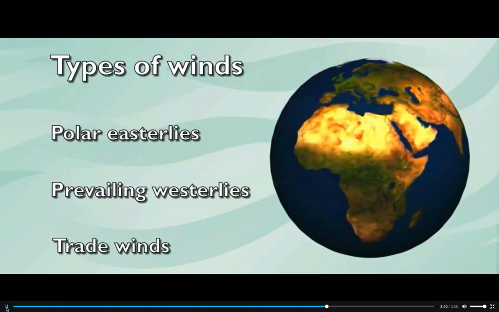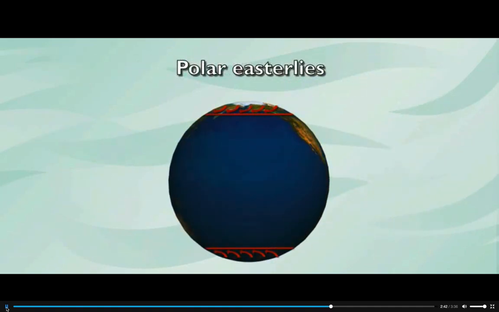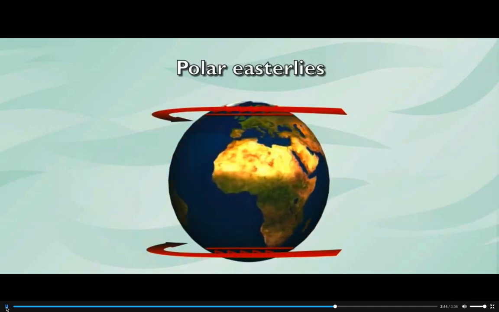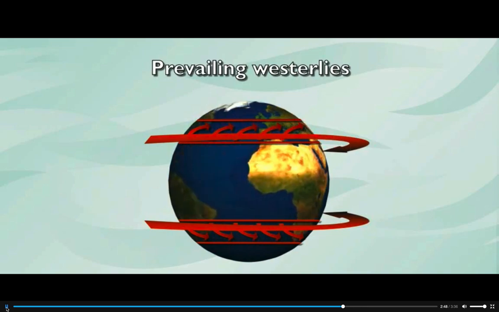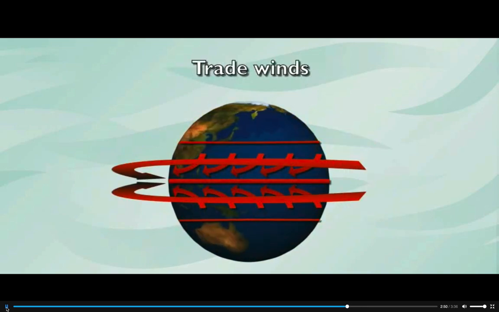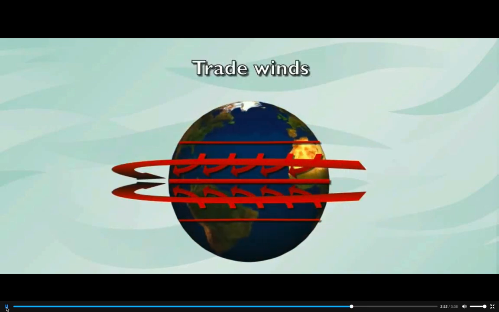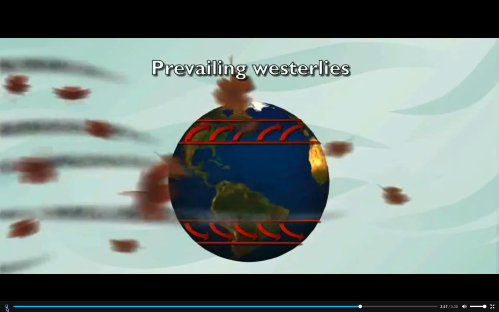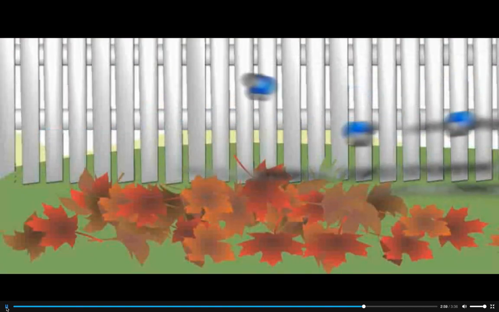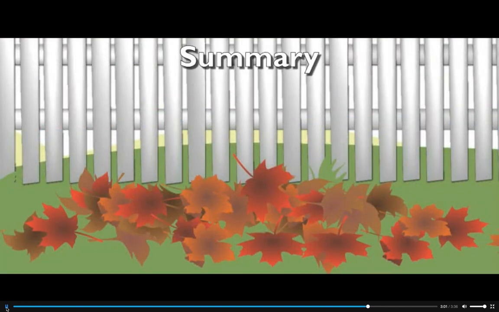Polar easterlies are winds that come in from the poles and blow east to west. Prevailing westerlies are warmer winds blowing in the middle latitudes, and trade winds are near the equator. So, that gust of wind that blew through and ruined our hard work, was that a prevailing westerly since we live in the middle latitudes? It probably was. You know, this wind thing is pretty fierce.